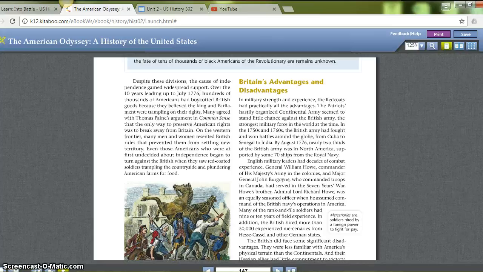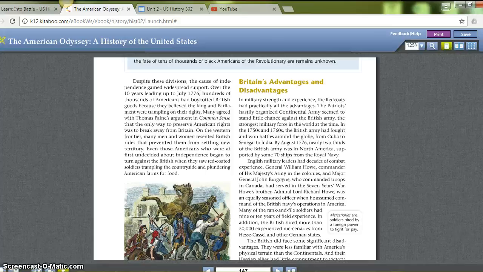In the 1750s and 1760s, the British Army had fought and won battles around the globe, from Cuba to Senegal to India. By August 1776, nearly two-thirds of the British Army was in North America, supported by some 70 ships from the Royal Navy. English military leaders had decades of combat experience. General William Howe, commander of His Majesty's Army in the colonies, and Major General John Burgoyne, who commanded troops in Canada, had served in the Seven Years' War.